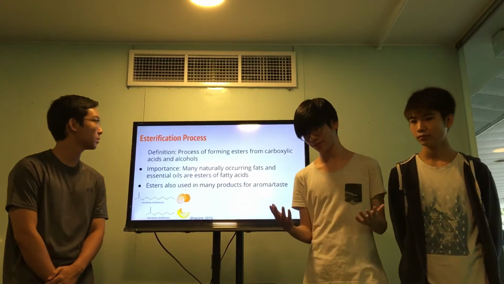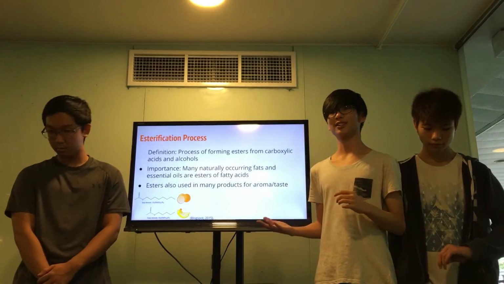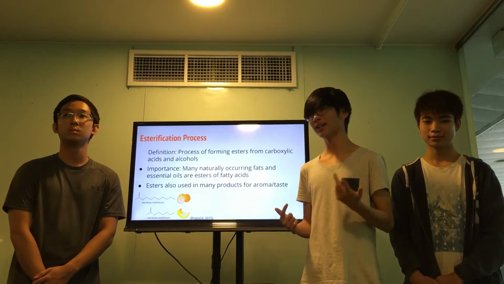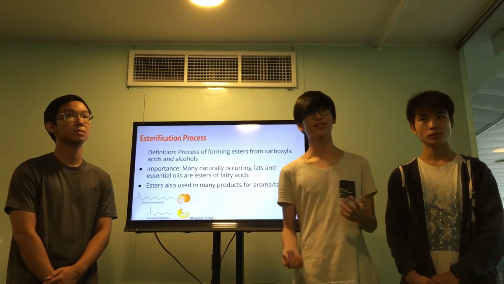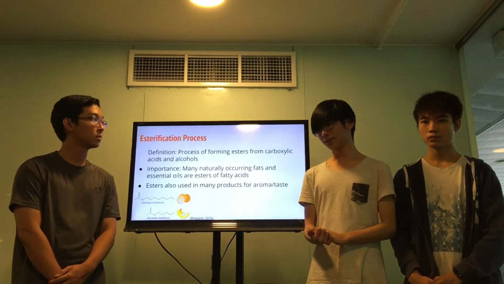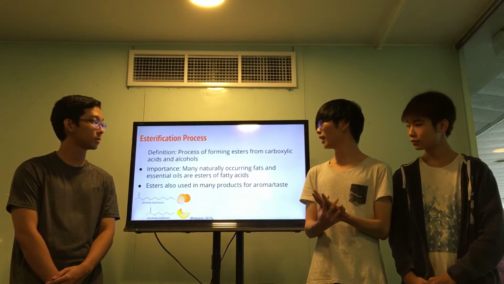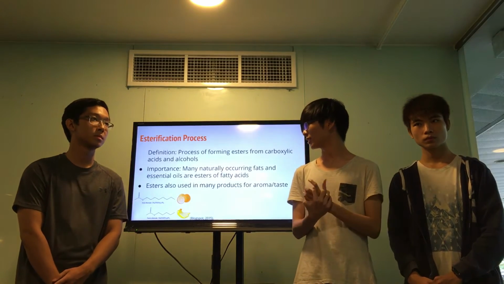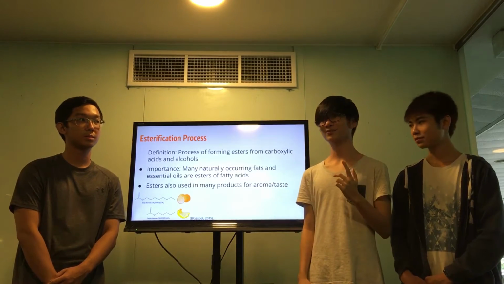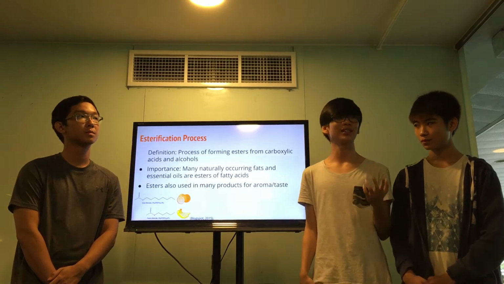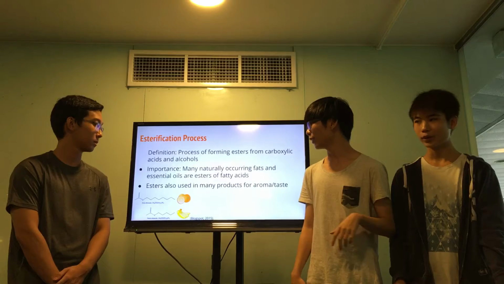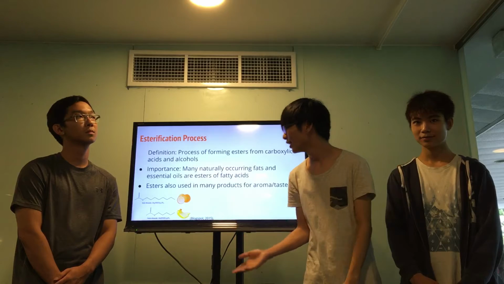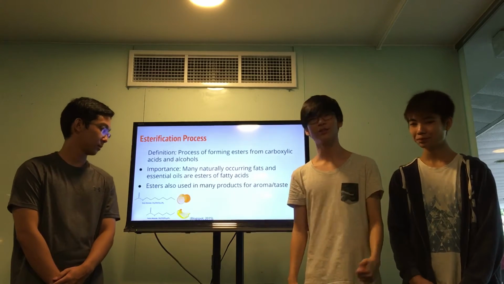Next is the esterification process. So what is esterification? Esterification is a process of forming esters from carboxylic acid and alcohols. And how is it important? Esters are mainly found in natural occurring fats and essential oils, and are also used in many products to give its aroma and smell. For example, octyl ethanoate is used for oranges, phenyl ethanoate is used for bananas.